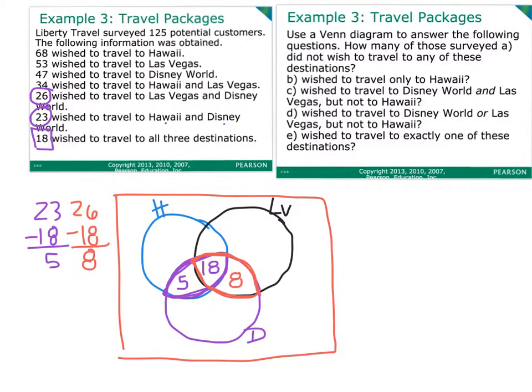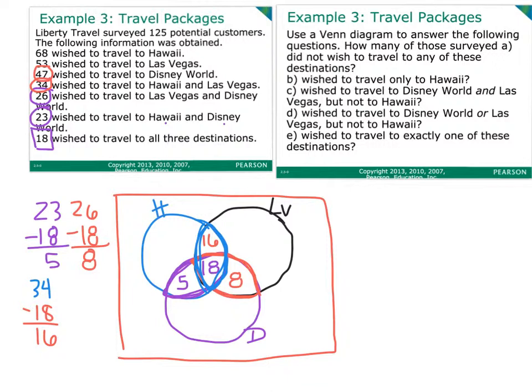Okay, next they tell you that 34 people wished to travel to Hawaii and Vegas. So again, Hawaii and Vegas is going to include 2 pieces of the Venn diagram. 34 want to do Hawaii and Vegas, but 18 have already been counted, so we have to deduct that away. And so if you deduct 34 and 18, there's going to be 16 left that want to do Hawaii and Vegas only.